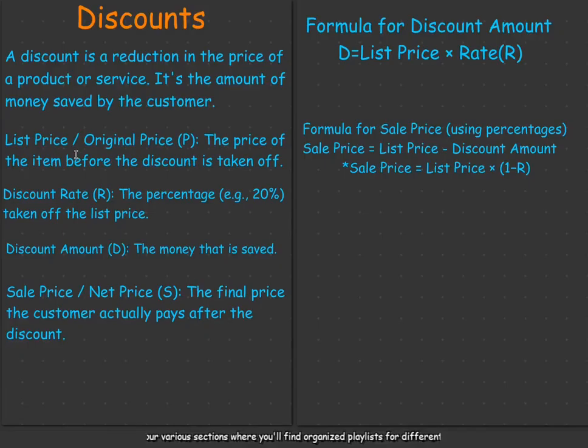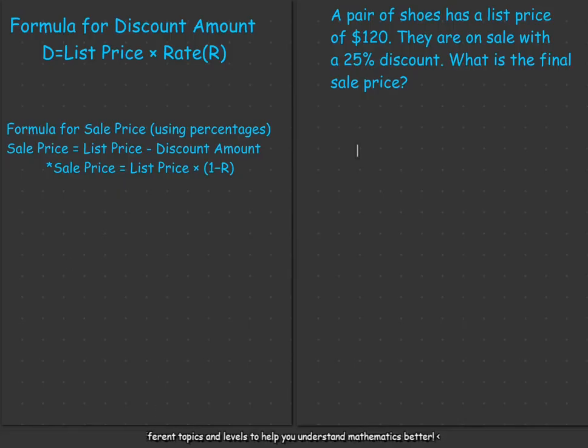So let's look at our first question that will help us apply the knowledge and formulas we have learned in the previous lesson. Our first question says a pair of shoes has a list price of $120. Now they are on sale with a 25% discount. What is the final sale price?